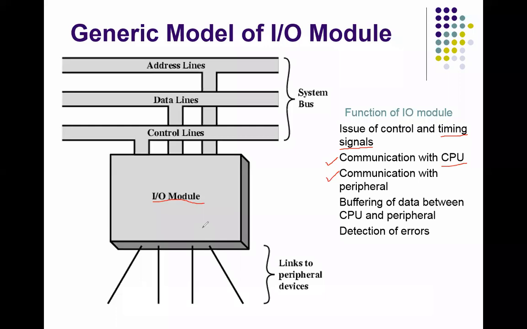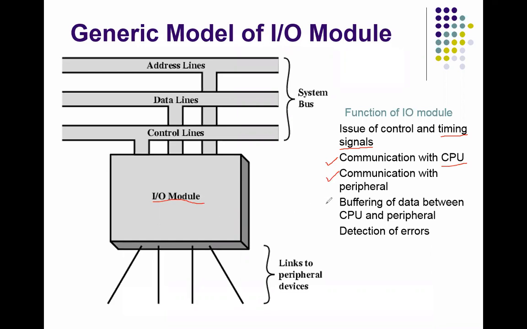This IO module communicates not only with the CPU but also with the peripheral, to know whether the devices are ready or not to receive data. Even when you connect a pen drive, you get the message: now your pen drive is ready to access, right? So again, your IO module has to communicate with the peripherals. So it communicates with the CPU and with the input output devices or the peripherals.